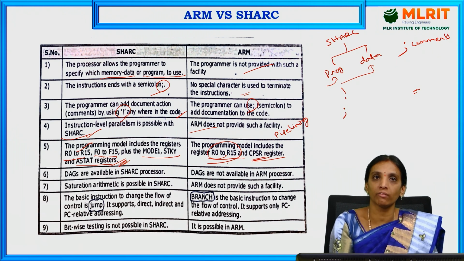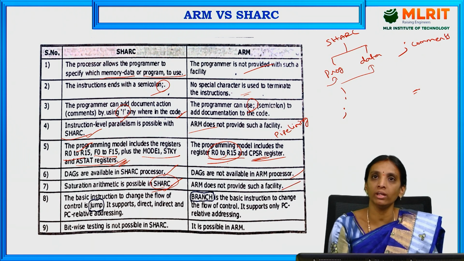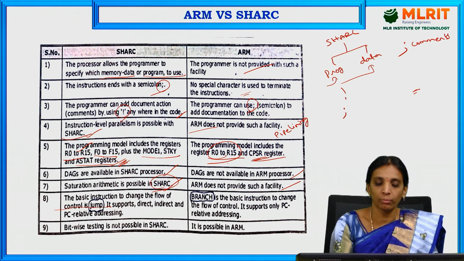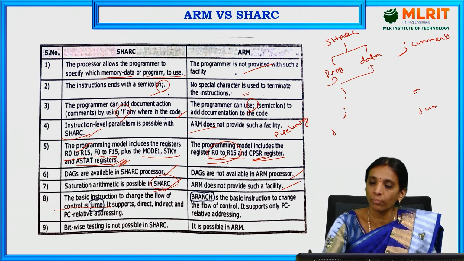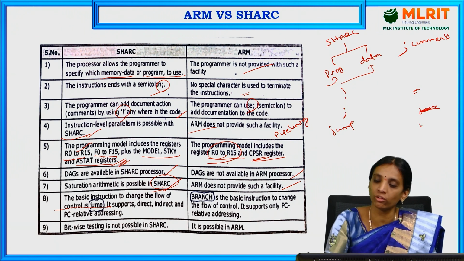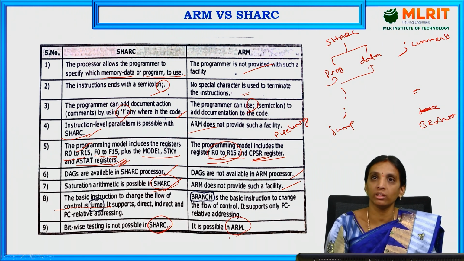Here DAGs are available in the SHARC processor. These are not available in the ARM processor. So saturation arithmetic is possible in the SHARC processor. The ARM processor will not have the saturation arithmetic capability. The basic instruction to change the flow of control is the jump instruction. The jump instruction is used in the SHARC processor to utilize the branch flow instructions, but for ARM we use the branch instruction. Bitwise testing is not possible in the SHARC. Bitwise manipulation is possible in the ARM processor.